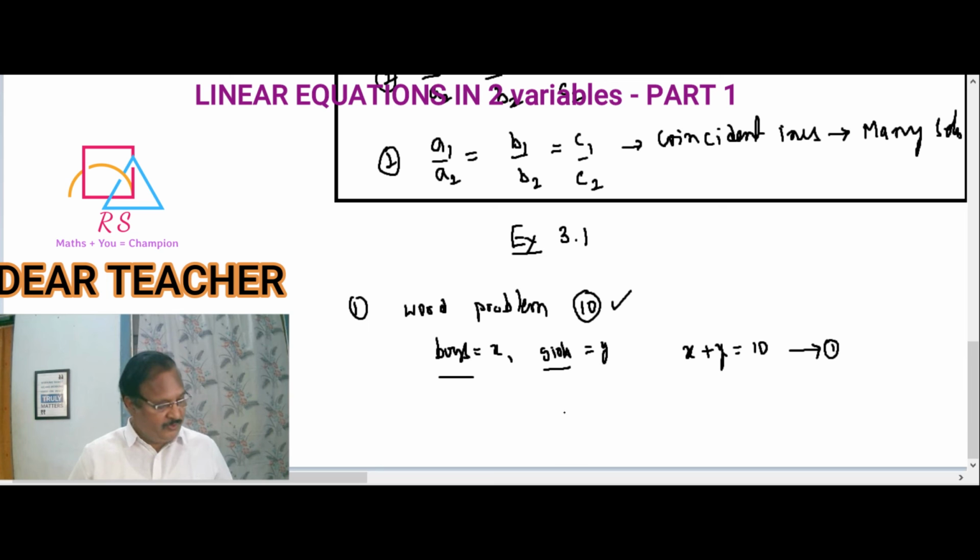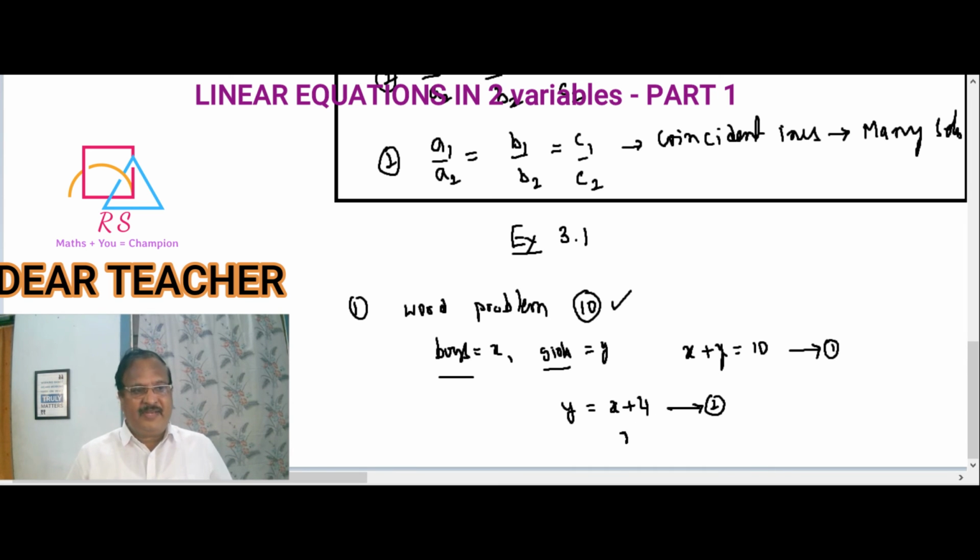Okay. More than the boys. Number of girls. That means Y is equal to 4 more than the boys, X plus 4. Okay. So then this is another equation. So then is it in the standard form? It is not in the standard form. You can put it in the standard form or don't need to put it in the standard form, as you wish.